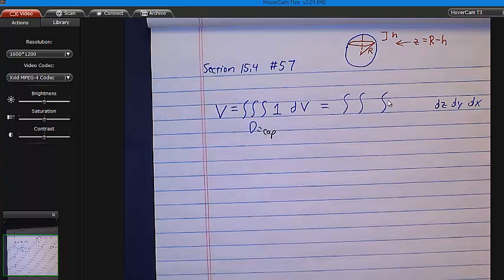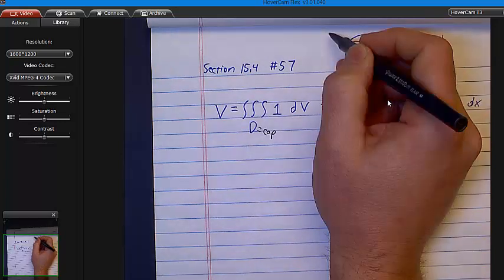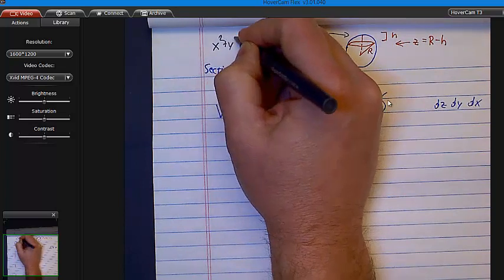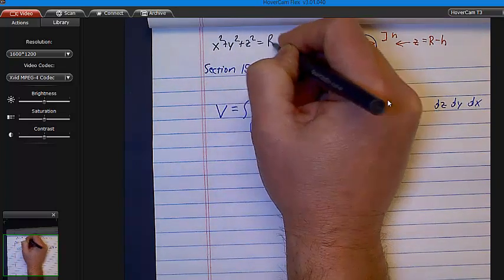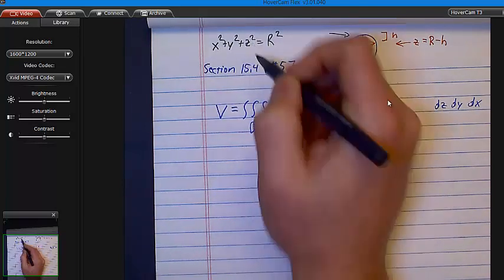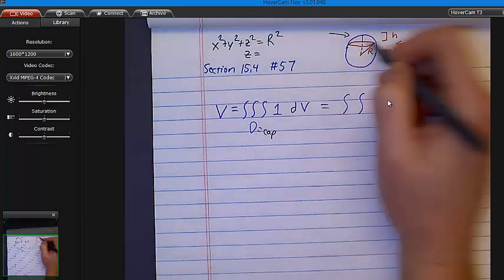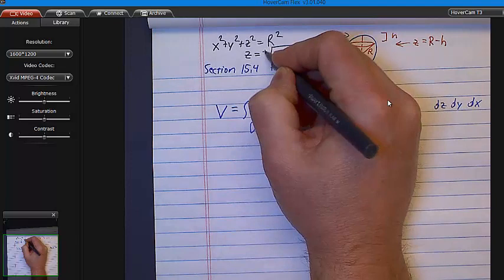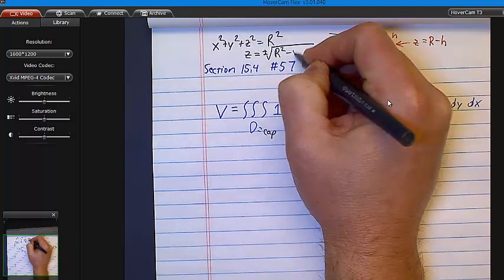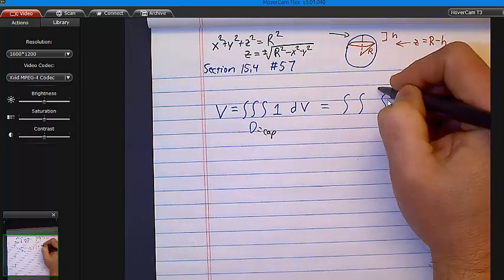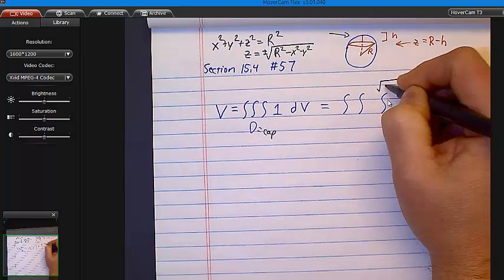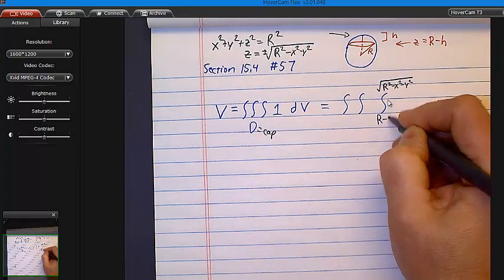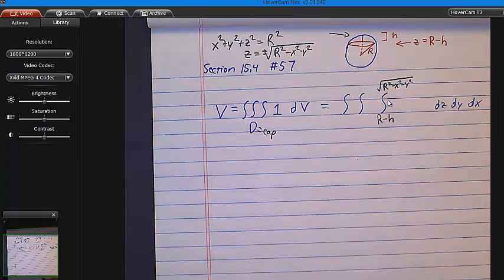So this equation of the blue, the surface itself, we know that the sphere is x squared plus y squared plus z squared is r squared. And so what you just did is you solved for z. And so the boundary, I agree, would be plus or minus, but we're going to use the positive, right? So here we have positive square root of r squared minus x squared minus y squared, and then the bottom is r minus h.